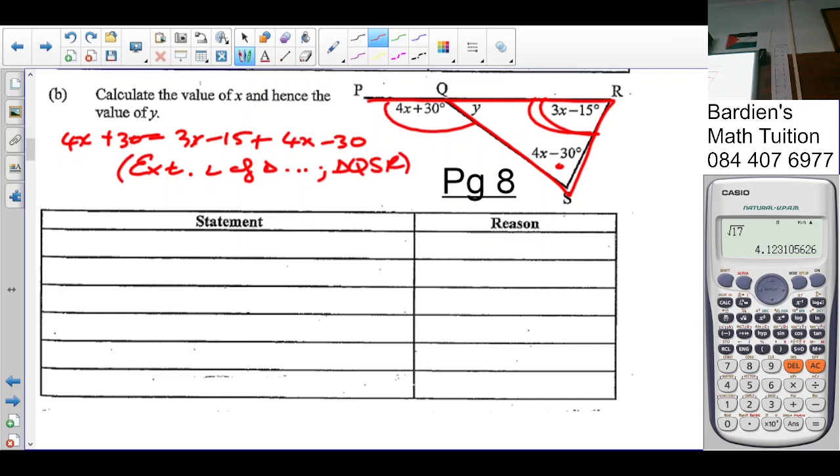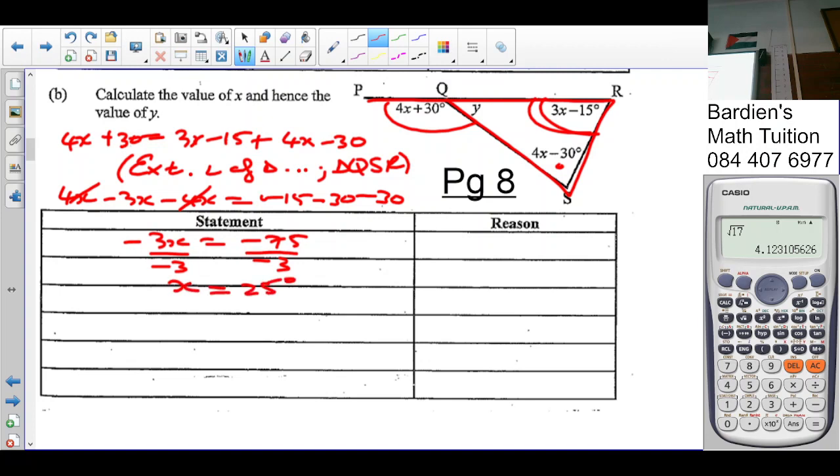Okay, so what can we say now? X is one side, numbers the other side. Minus 15 minus 30 minus 30. So that's going to give us negative 3x is equal to negative 75. Divide by negative 3 on both sides. So x is equal to 25. Who got that right?